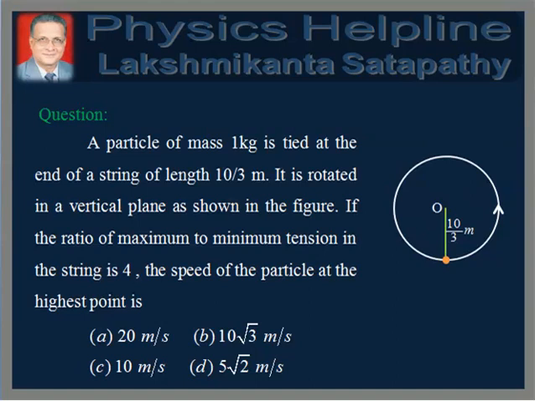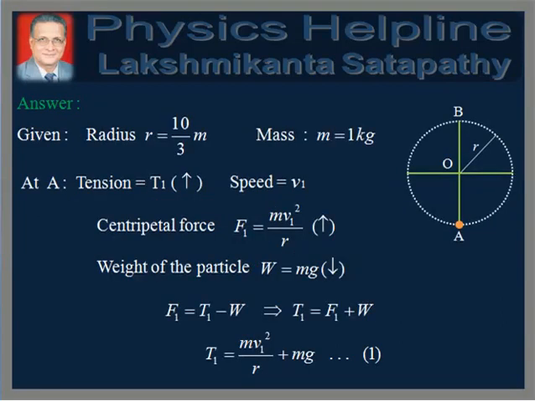If the ratio of maximum to minimum tension in the string is 4, the speed of the particle at the highest point is. The options are 20 meters per second, 10 root 3 meters per second, 10 meters per second, and 5 root 2 meters per second. Now for the answer.